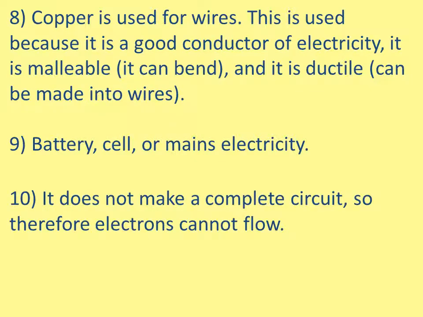Question 10. The following light bulbs will not light up. This is because it doesn't complete the circuit. If you look, there's a little gap where there's no wire between the bulbs, so therefore the electrons cannot flow. And if there's not a complete circuit, the electrons can't flow.